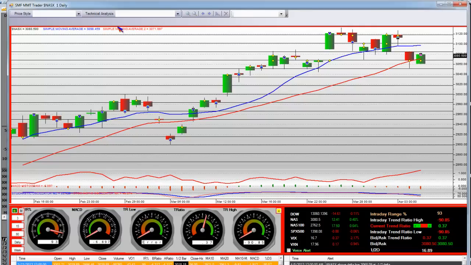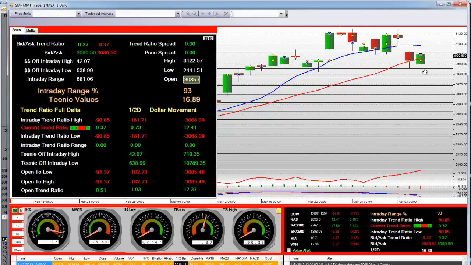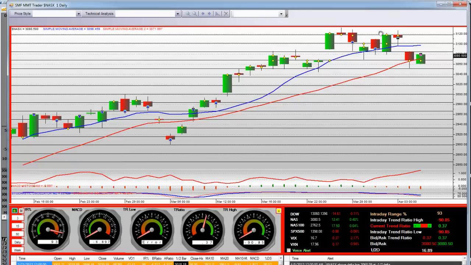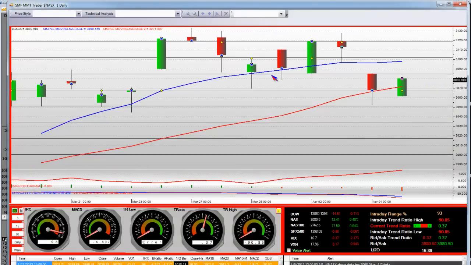And I will tell you that on the daily chart, each one of these lines is 16.89 per delta line in the SMF platform. And the dots there, those are the diamonds. The diamonds, you can see where that price volatility and all of the directional movements are at the highs, at the reversals.